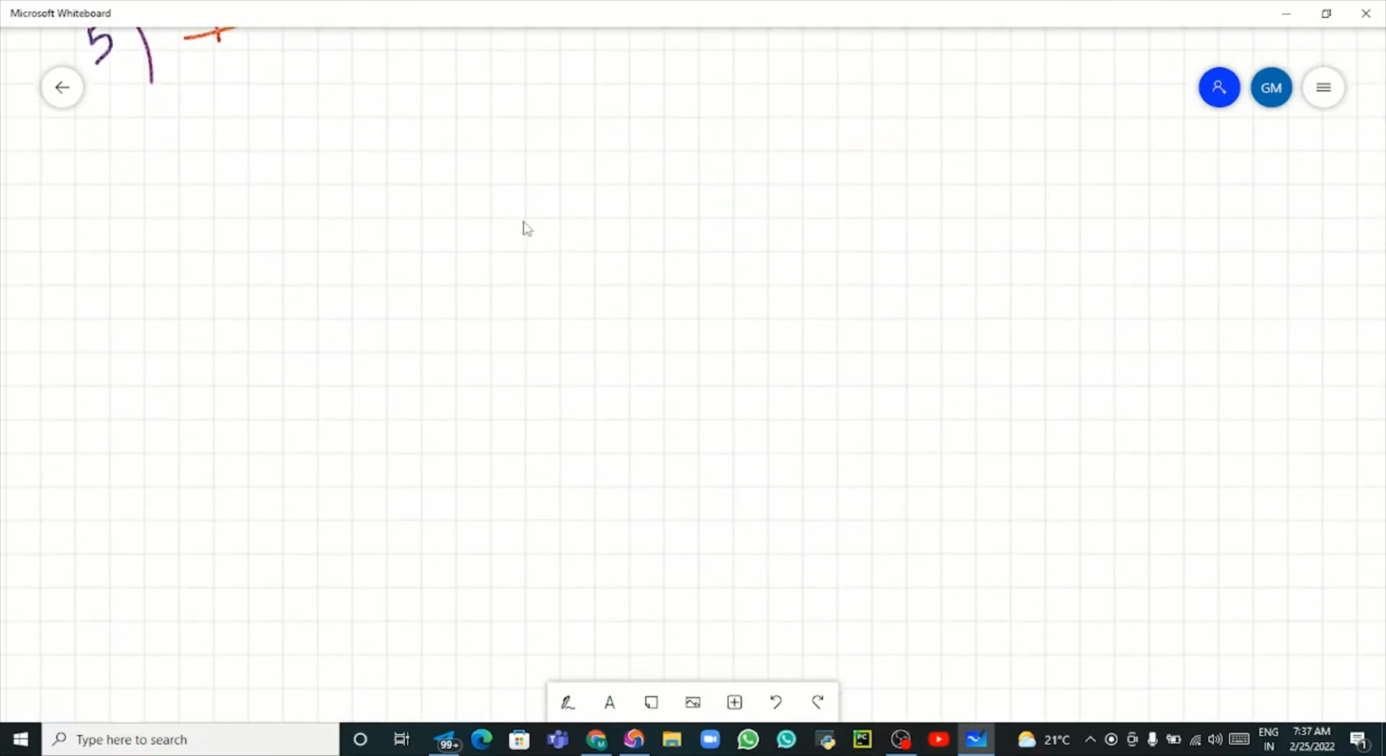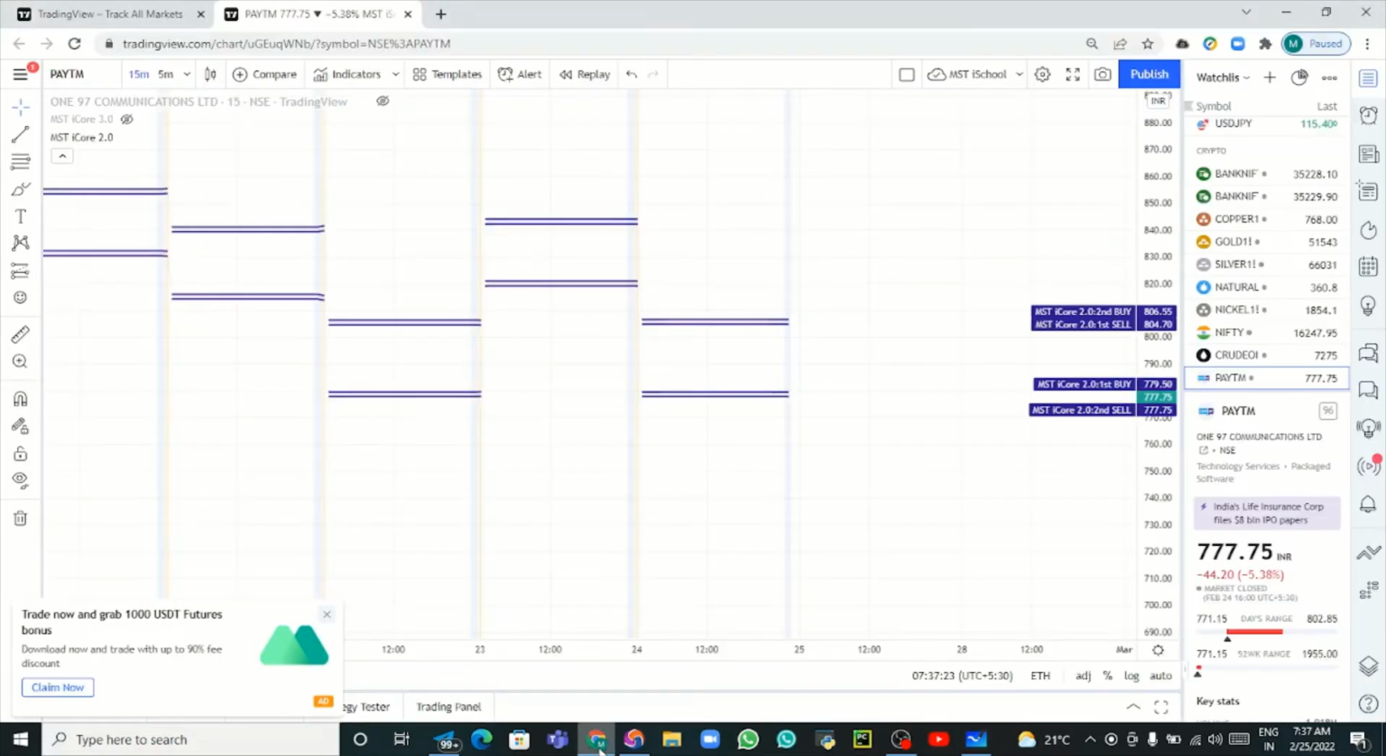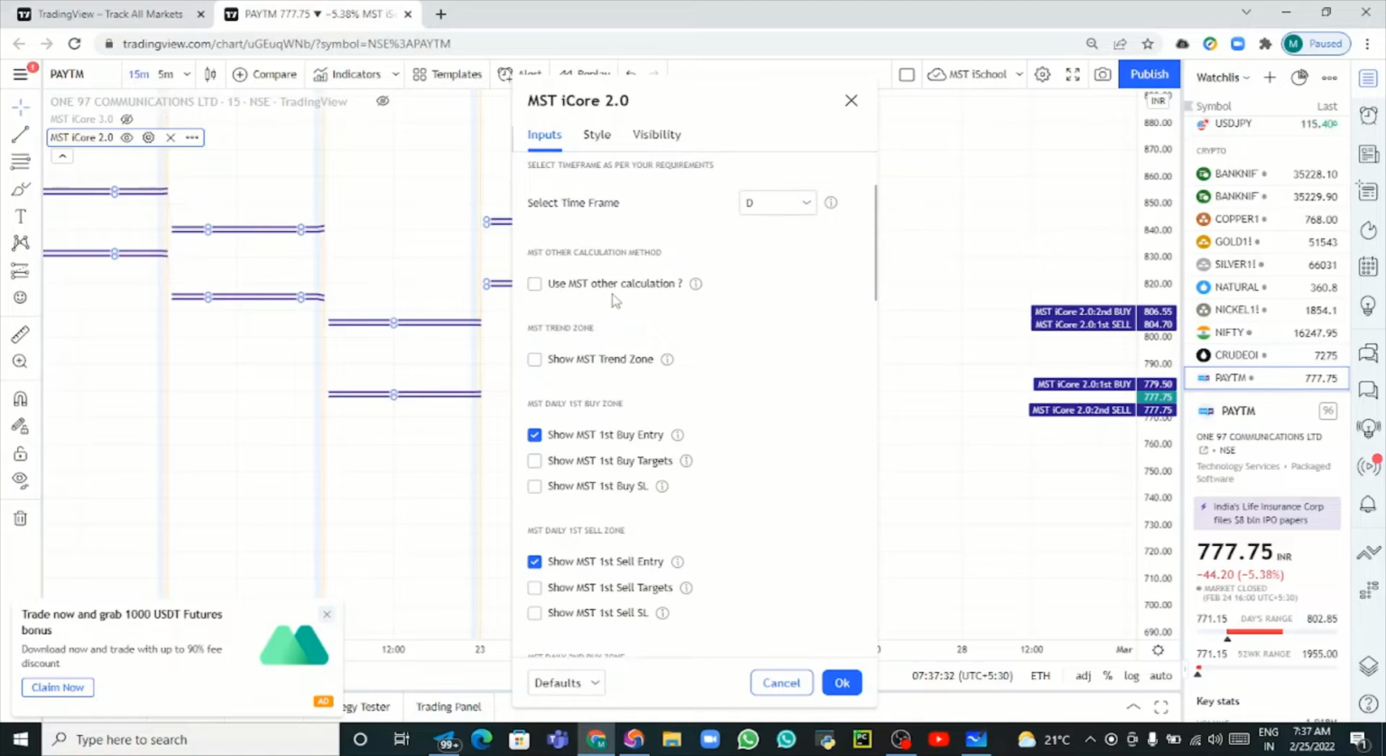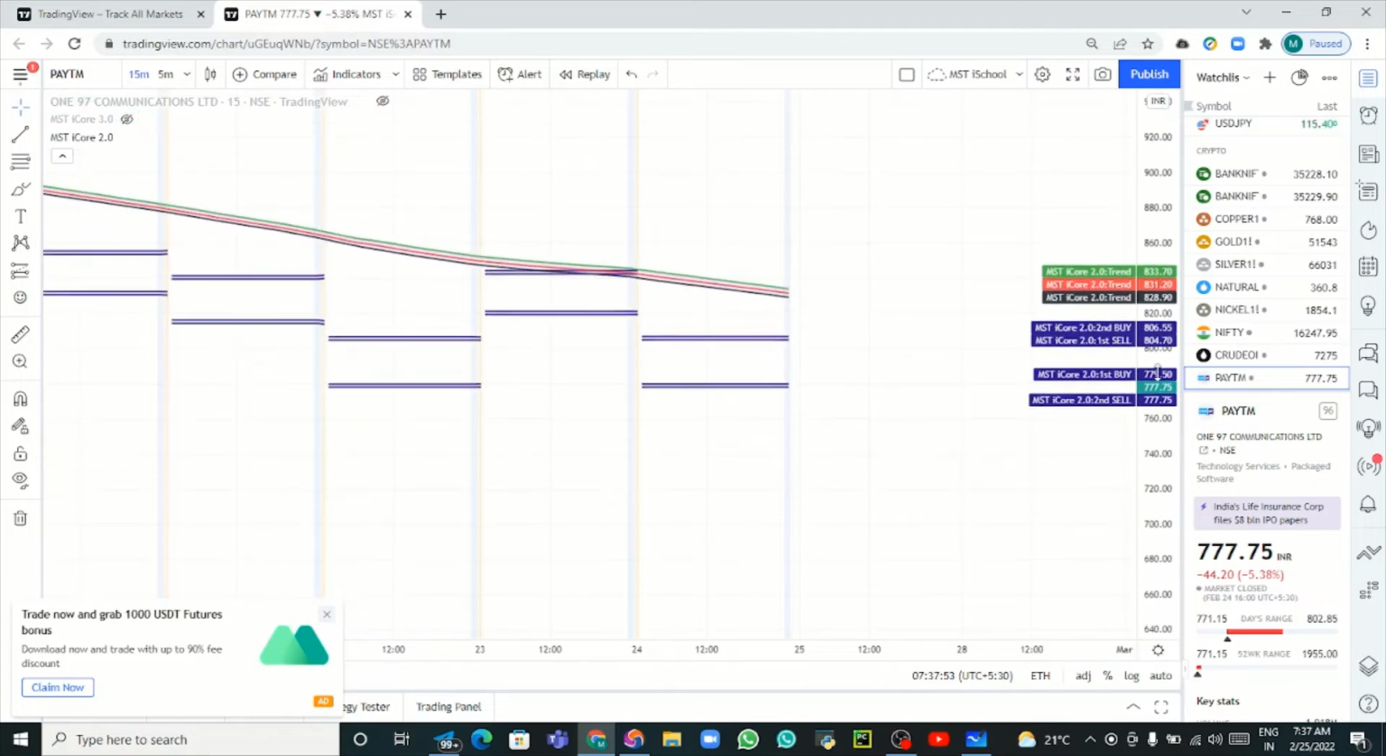So up to this we have in our MST iCore 2.0. Next one we have, MST other calculation. This calculation is based on the candlestick movement. It will further help you to have the entry at a little further level. Okay, still distance level. So this you have to practice. And next one is the MST trend zone. What is the use of this trend zone?